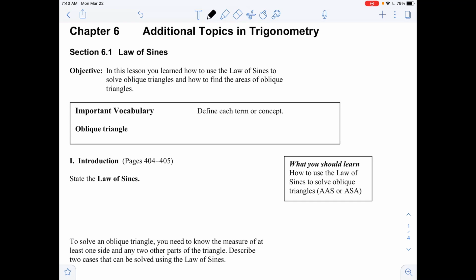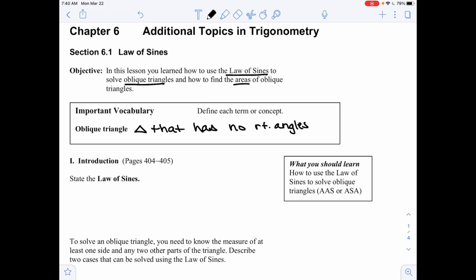So today in this lesson, we're going to use the law of sines to solve oblique triangles and figure out the areas of oblique triangles as well. So what's an oblique triangle? It's a triangle that has no right angles. Okay, so that's pretty easy.